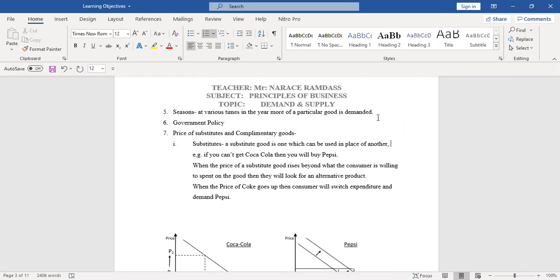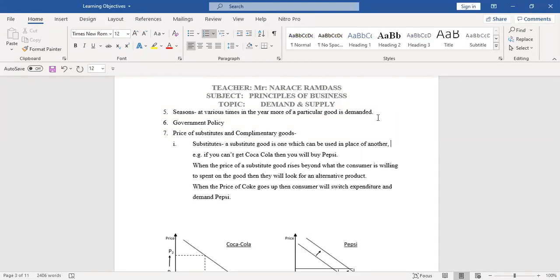Whenever they announce that Diwali will be in October or November, Hindus usually start fasting a month before. So during that time, the demand for meat products is going to fall. The price of the meat product doesn't change, it's just that people are fasting, right?